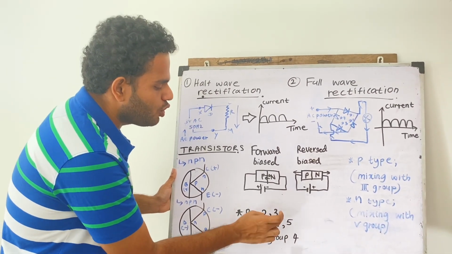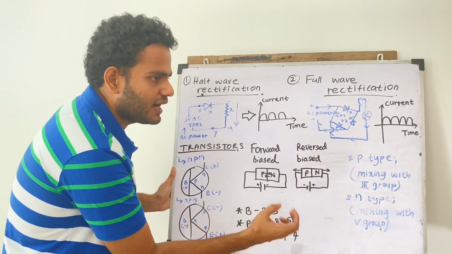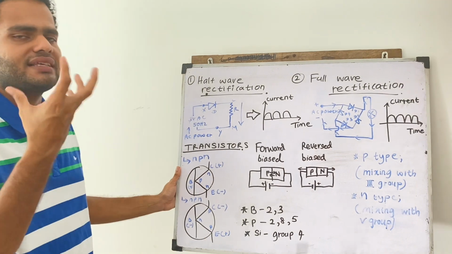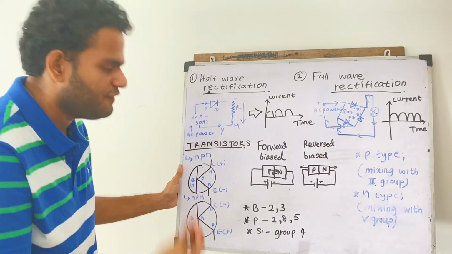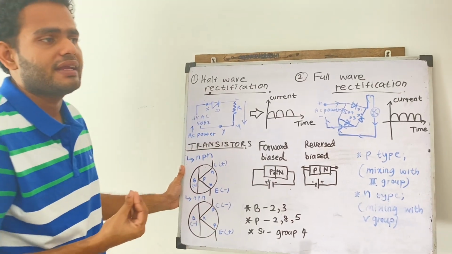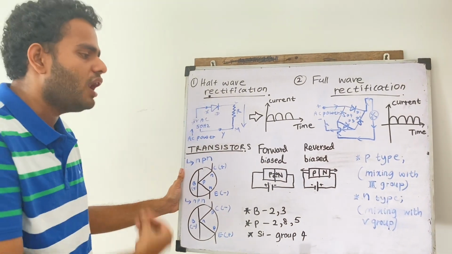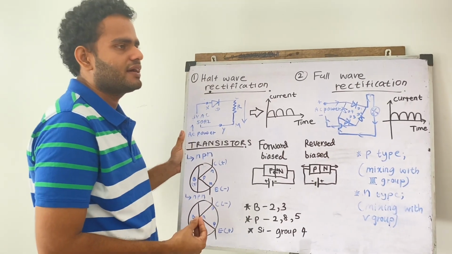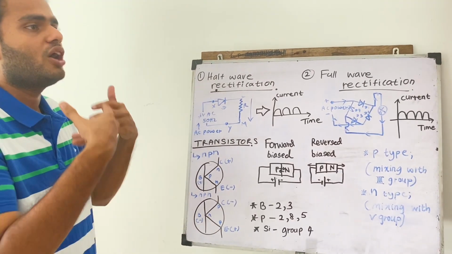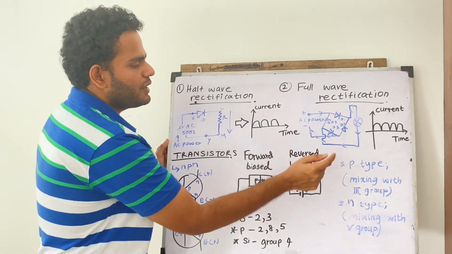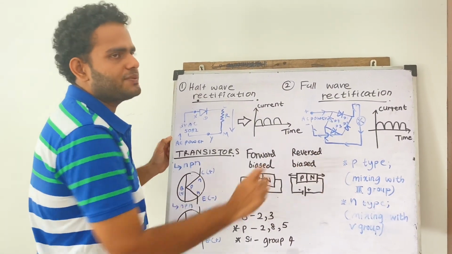So boron's 3 electrons form bonds with silicon's 4, which means one electron is short of making a bond. So there is an electron deficiency. Because of that, a hole will be created, and the hole increases the conductivity of this semiconductor. Because a hole, a positively charged one, increases the conductivity here, we call these semiconductors p-type semiconductors.